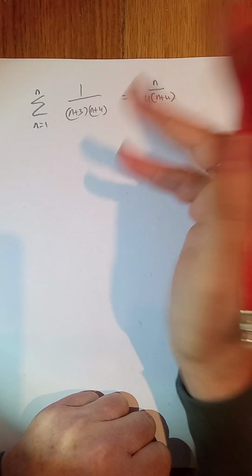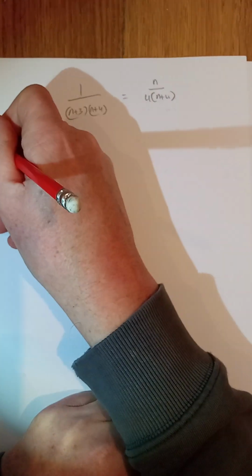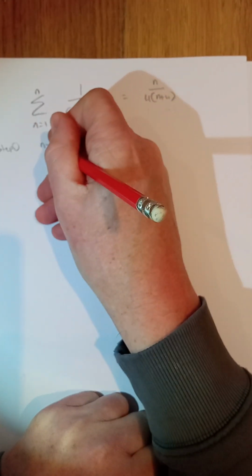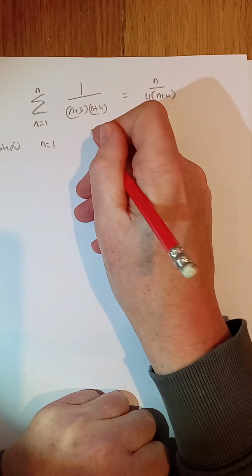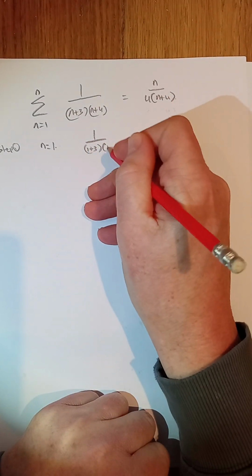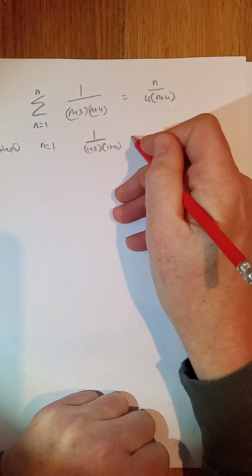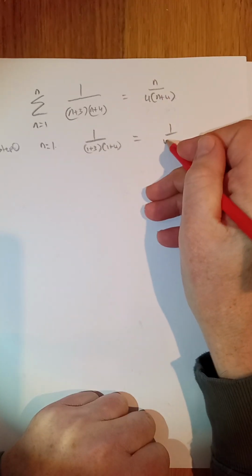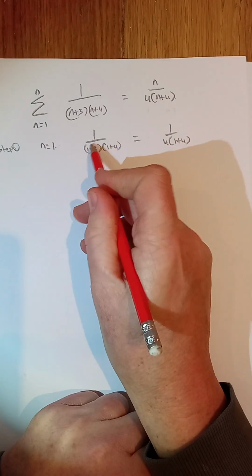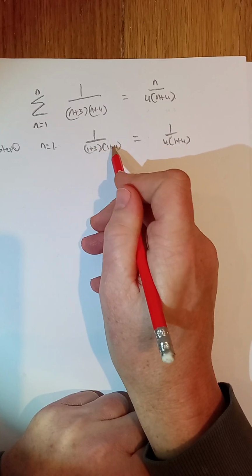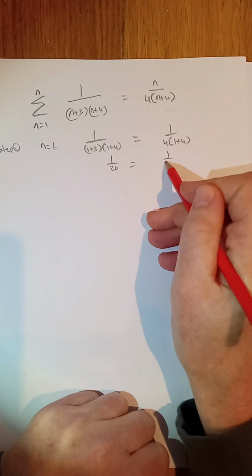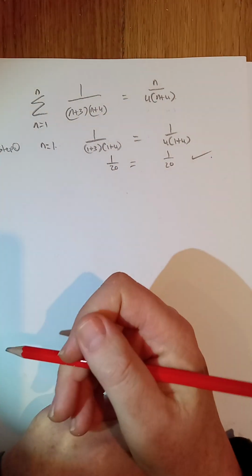Well, let's do our steps. Step 1, let's prove it for n equals 1. So 1 over 1 plus 3 times 1 plus 4 is equal to 1 over 4 on 1 plus 4. So let's do that. That's 1 over 1 plus 3, so that's 4 plus 5. 1 over 20 is equal to 1 over 20. So it's true for n equals 1.